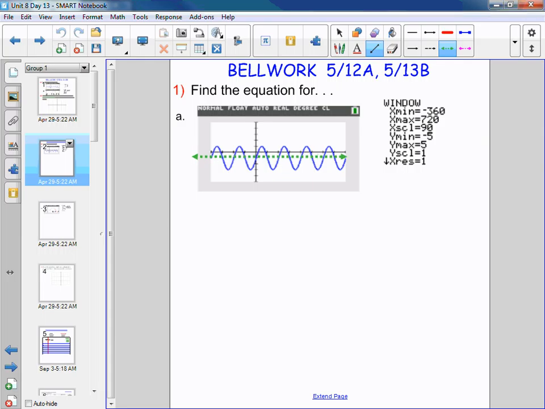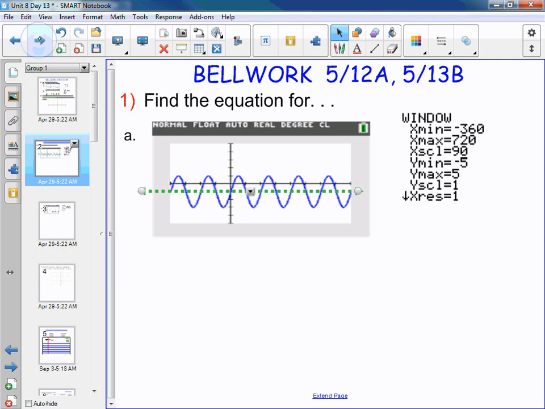So we're looking for that horizontal line that divides the sine wave into top and bottom equal halves. So it looks like right about there. Is that what you guys are doing? Right about there. It looks like that center line then appears to be about -1. So the equation of my center line looks like it's y equals -1.